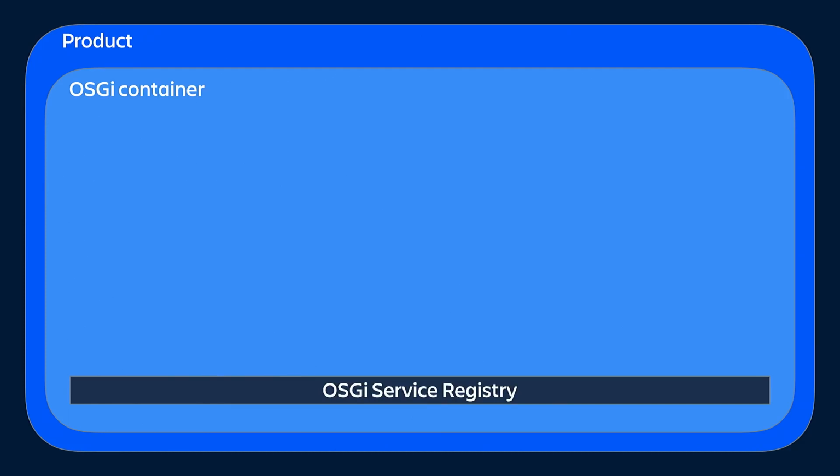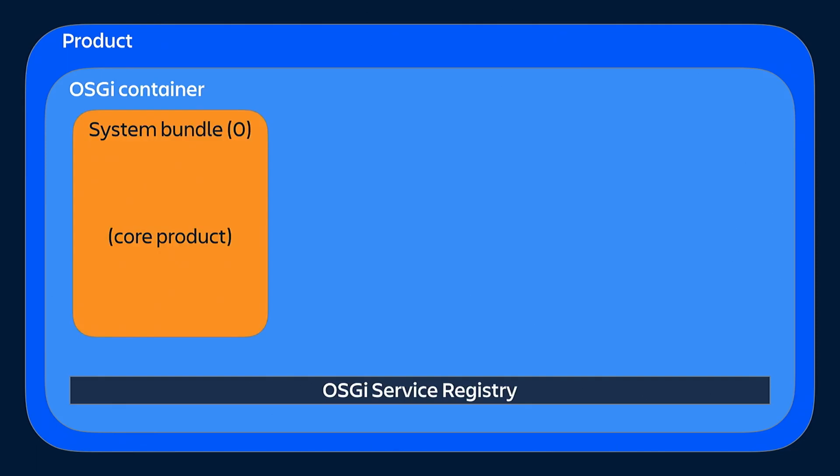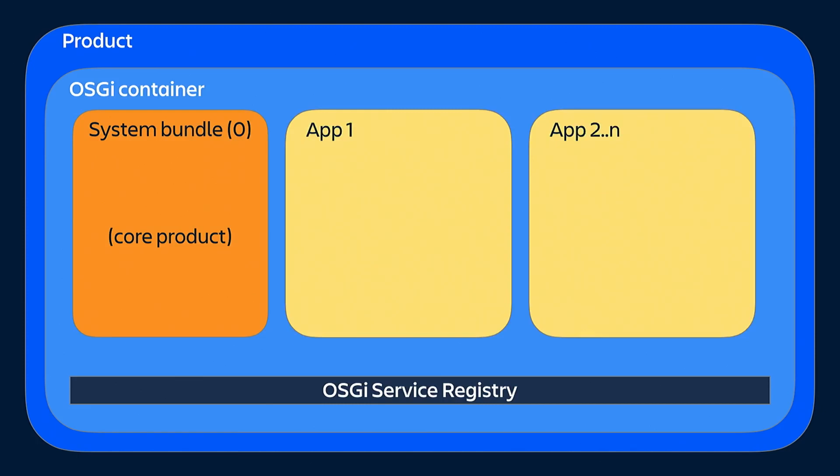Does anyone know about the service registry? You probably all do. OK, so the service registry is just like a huge multi-valued map where the keys are Java interfaces and the values are all the object references that implement that interface. So any P2 app can register a service into the service registry or look up a service from the service registry. So the product itself deploys itself to the OSGi container as what's called the system bundle, or bundle 0. Whereas apps are also deployed as each their own separate OSGi bundle.